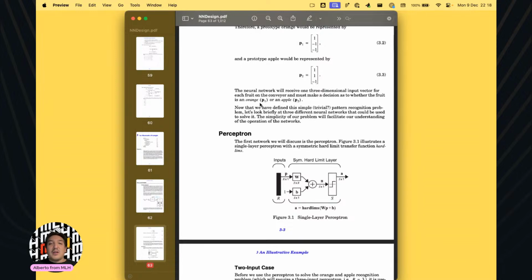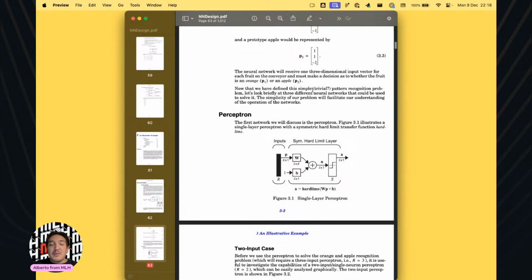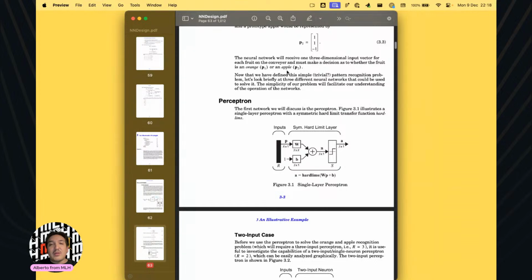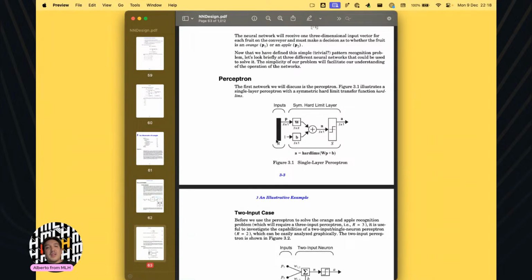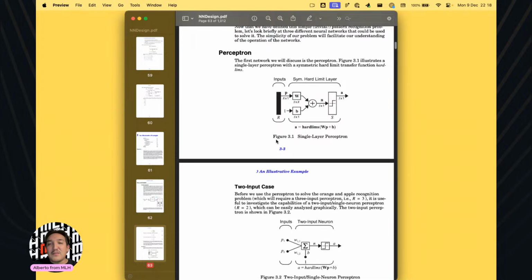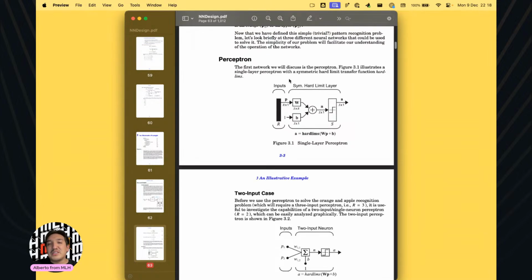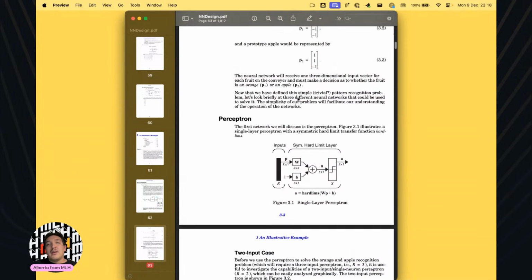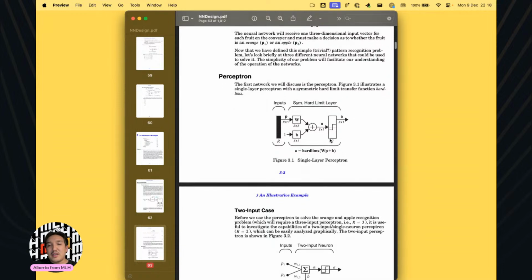The neural network will receive this three-dimensional input. Okay, don't worry about this. The perceptron. In this first network, we will discuss the perceptron. This figure illustrates a single layer perceptron with symmetric hard limit transfer function. A thing to have in mind is that a perceptron can have hard limit, and normally you will see it with hard limit. But this time, they are taking a license to make it symmetrical.